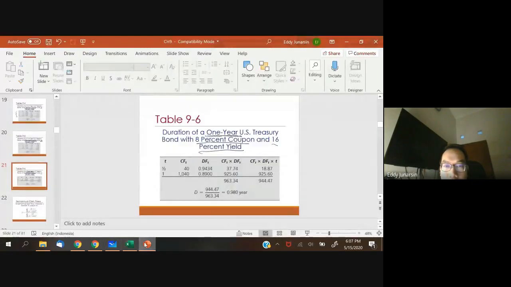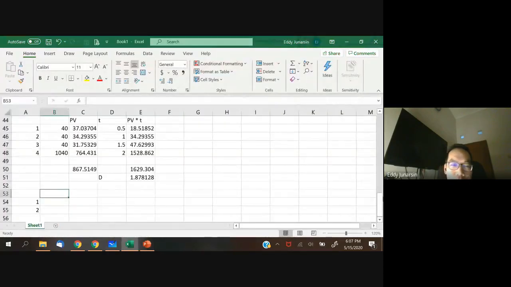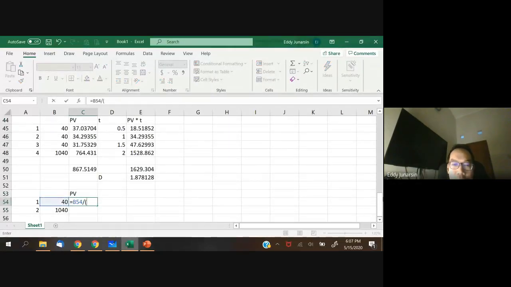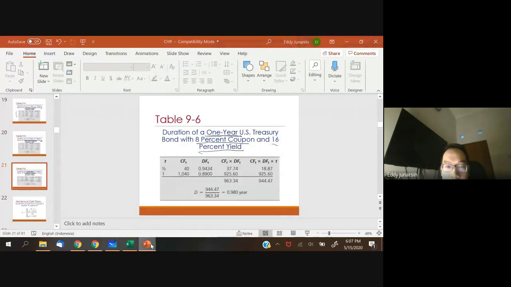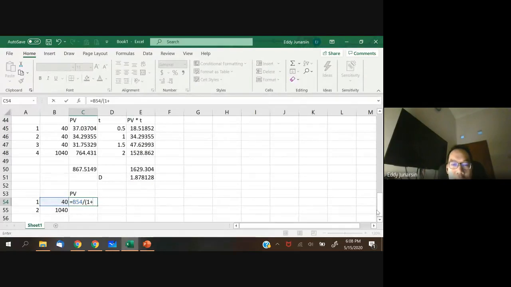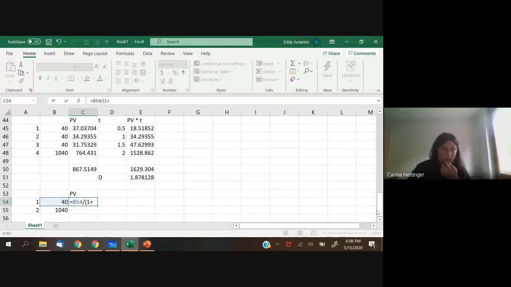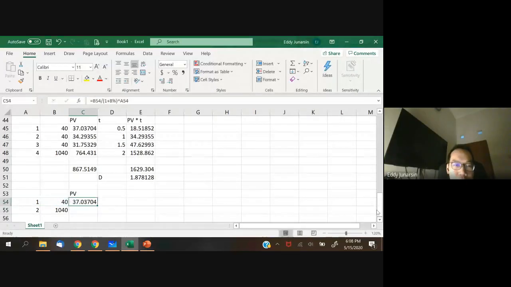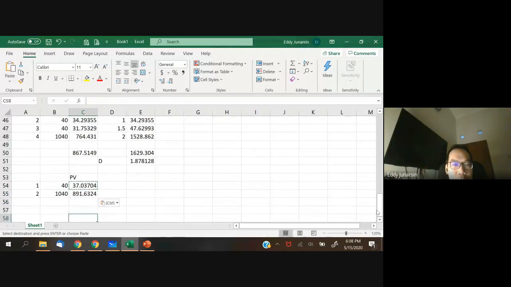You get 8% of 1,000, 80, but semi-annual, 40. 40 and 1,000, right? So the present value would be 40 divided by what? What is the market rate? 16. So 1 plus 8% semi-annual, to the power of 1. That's right. Copy and paste.